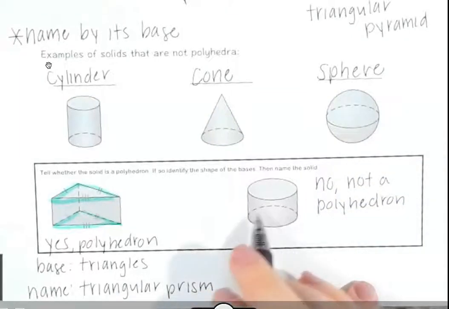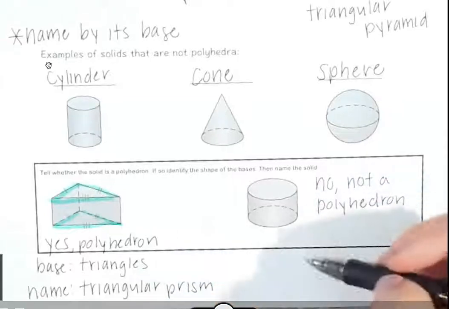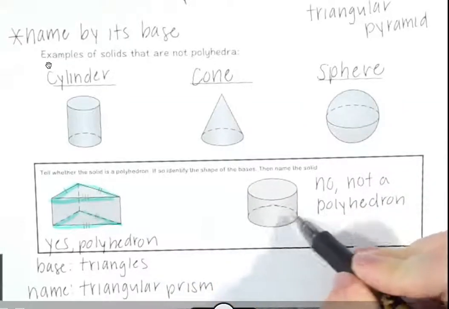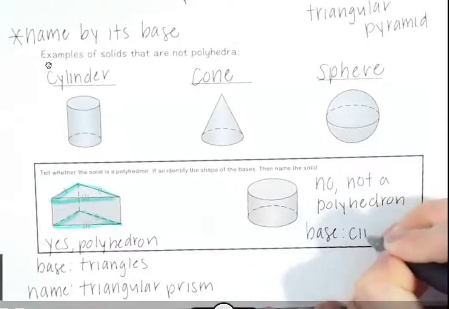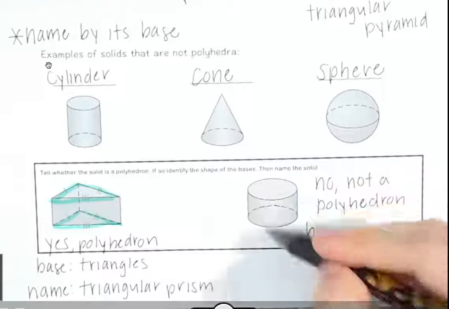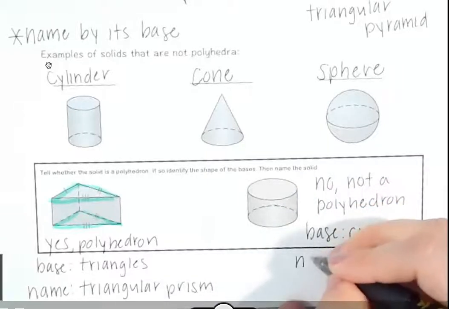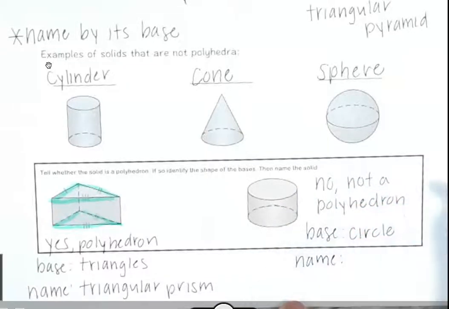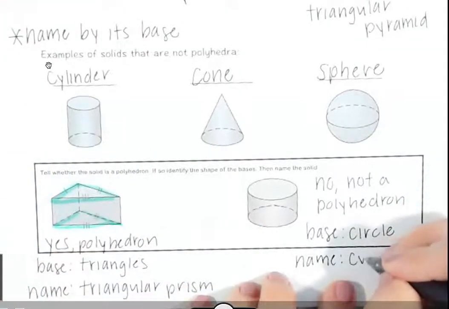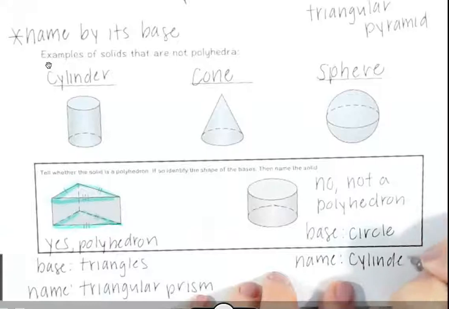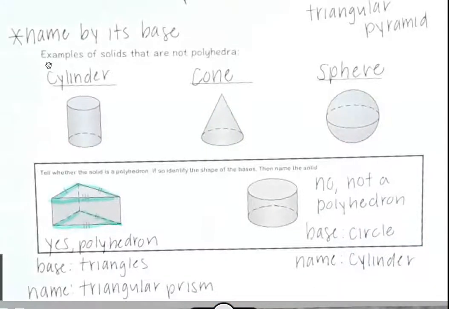But what is its base shape? Could we name the base if we just wanted to? That's just a circle, so its base would be a circle. And if I wanted to name this solid, what would we call it, you guys? Looks like a soup can, so it is a cylinder. Beautiful. Okay, let's flip the page and see what's in store for us on that second side.